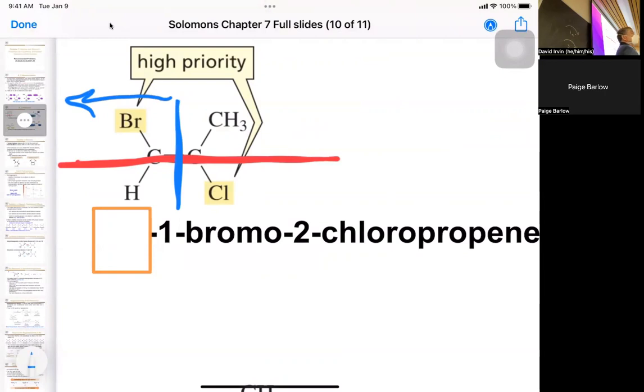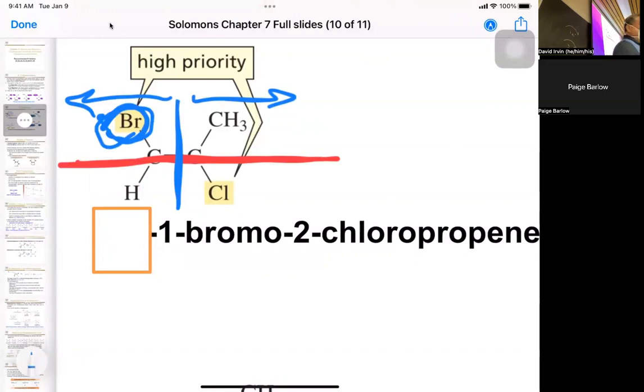What do we do with the other group? Doesn't matter. It's not the highest priority. We don't even have to assign it. Now, let's do the same thing on this side. In this case, we're going to compare this to this. Hydrogen to bromine, which is higher priority? Bromine, because it's a higher Z number, we can use rule number 1, and so boom, we have that.